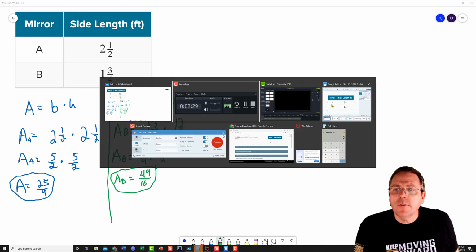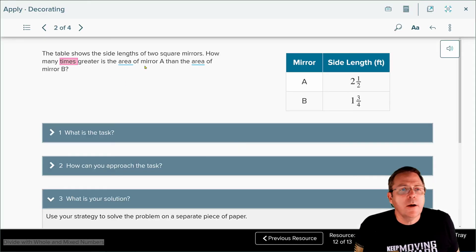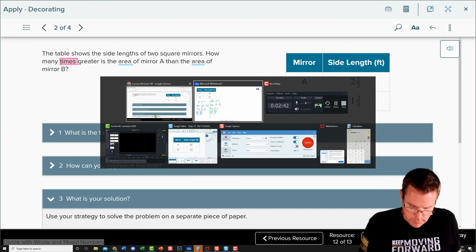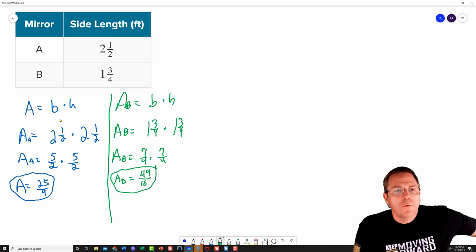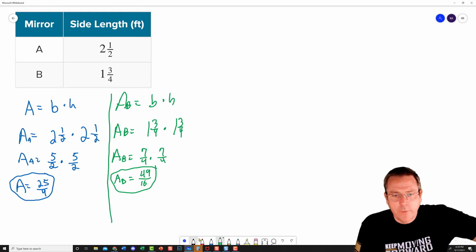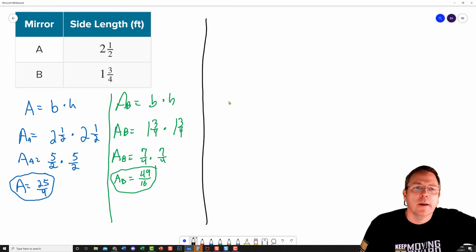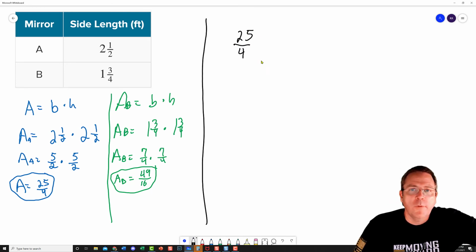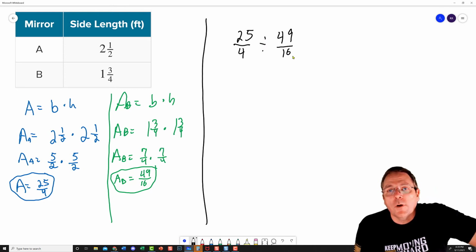I think, let me go back and read the question again. It says, how many times bigger is square mirror A than mirror B? So what will I multiply A by to get to B? So that means we're going to divide, hold on. Yep, we're going to divide the area of square A by the area of square B. So let's change to another color here. Let's go black. Nice dark gloomy color here. I'm going to take the 25 over 4 that we found for square A. We're going to divide it by the 49 over 16 that we found for square B.